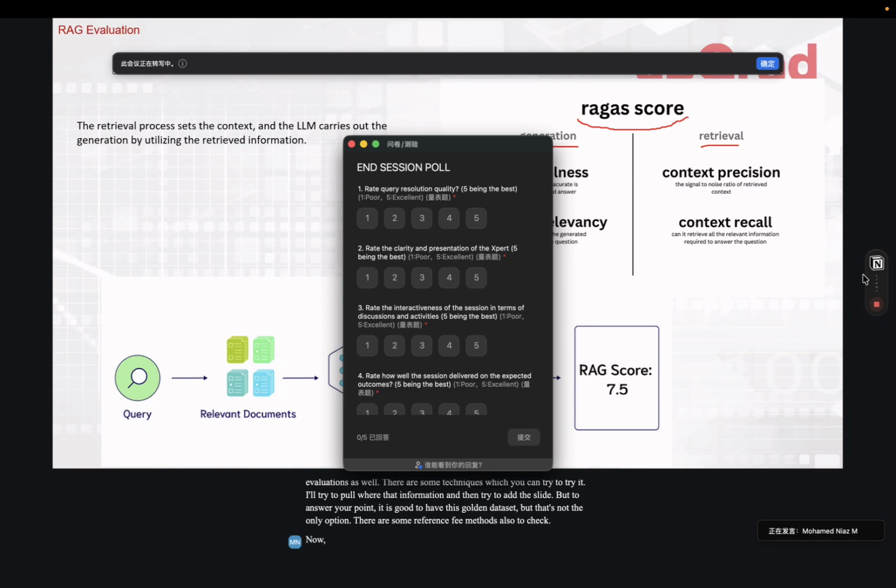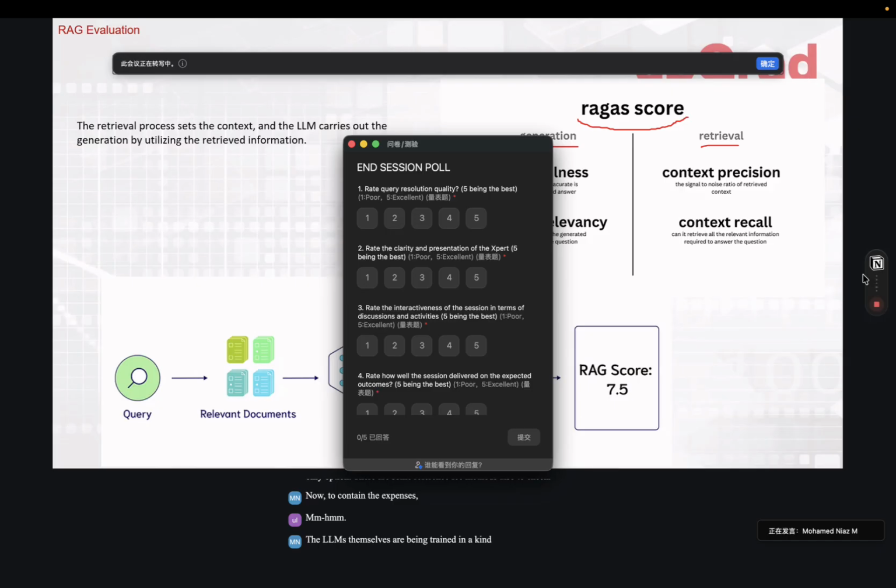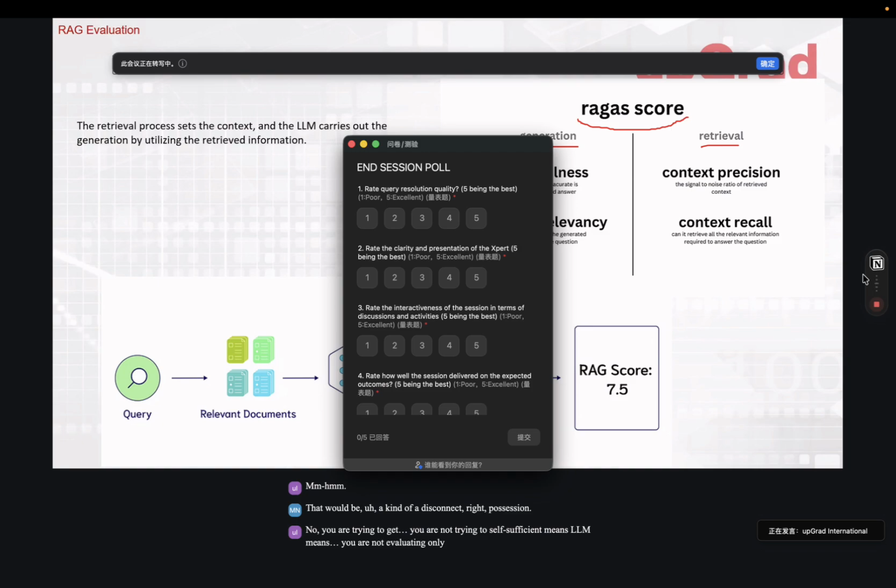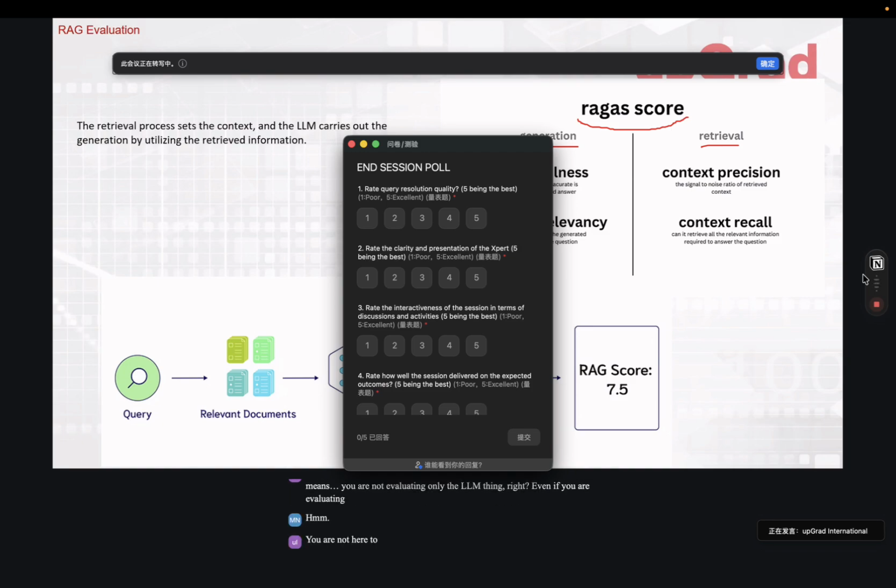Now, to contain the expenses, the LLMs themselves are being trained in a kind of self-supervised or semi-supervised method. Is it correct? Correct. That's true. So now, that being the case, for the score estimation, if we are requiring a ground truth, that would be a kind of a disconnect, right, Professor? No, you are not evaluating only the LLM, right? Even if you are evaluating, you are not here to update their weights and all that. That's not the way. But for your purpose, are you giving the right context?